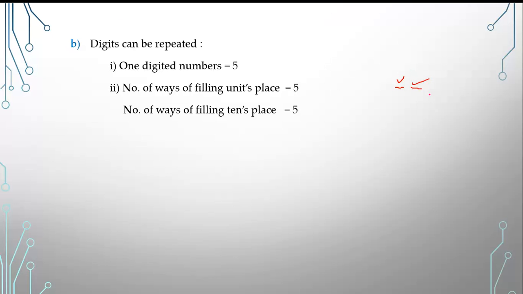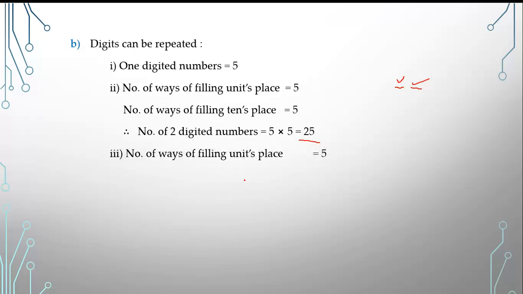So digits can be repeated. Out of the 5 given digits, we can choose any one from here. So the total number of ways to make the unit digit is 5. And again, the total number of ways to make the 10th place digit is 5. So the total number of ways is 5 multiply 5, 25, right?